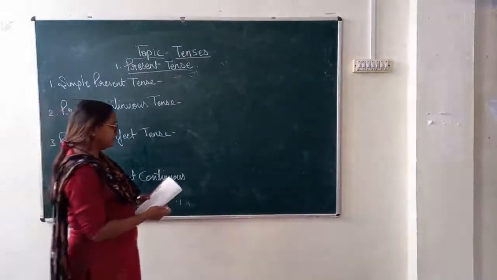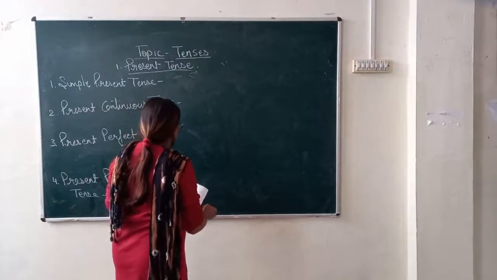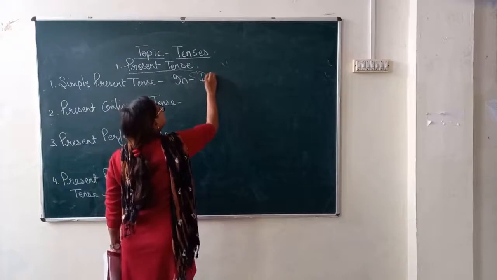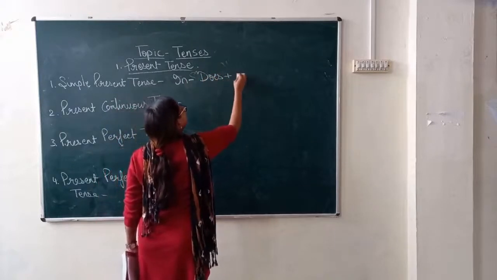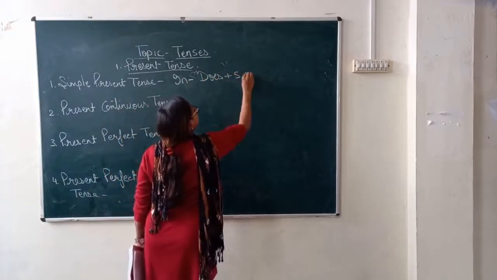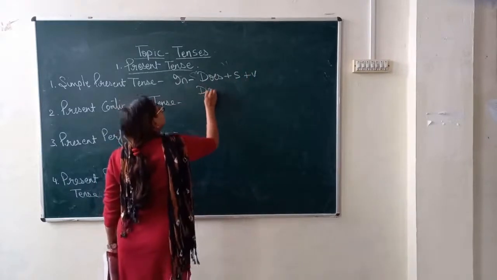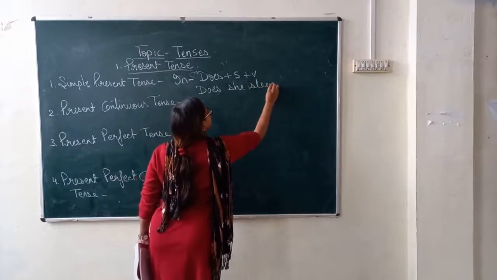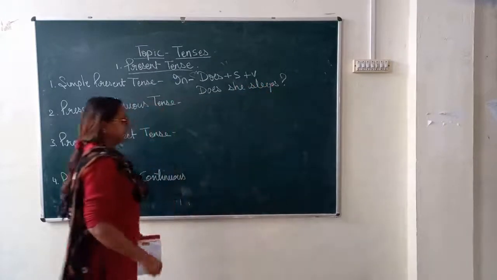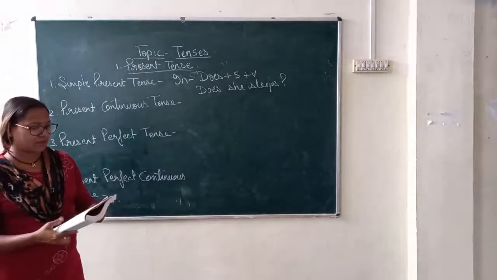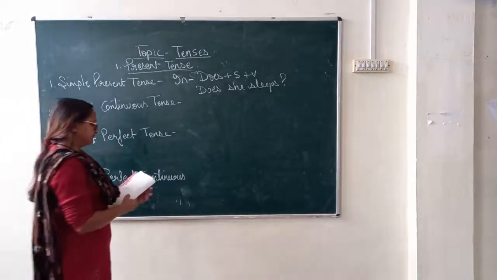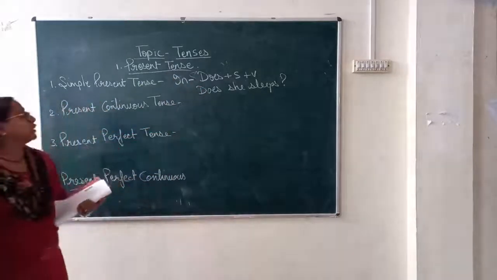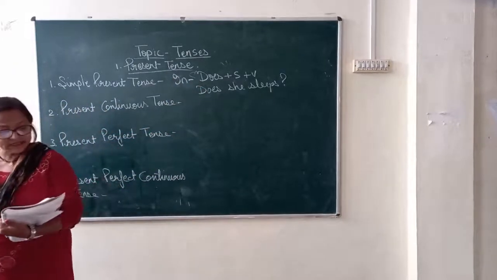Now, interrogative here is does plus subject plus verb. So, does she sleep? Question mark. Does she sleep? Then, these are the different parts in your simple present tense.